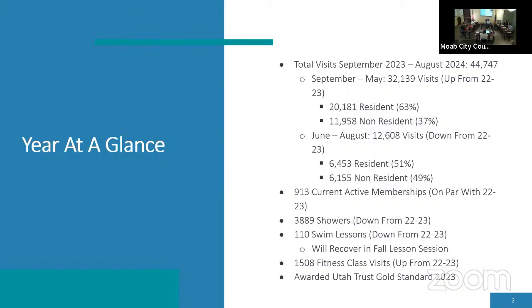So first, we wanted to give updates about the year at a glance. So thus far in the last year, we've had about 44,747 visits. I split it up into kind of the off-season months versus.